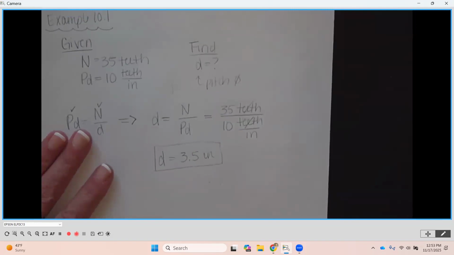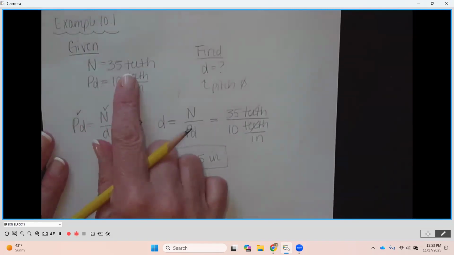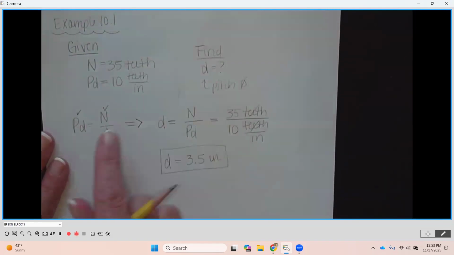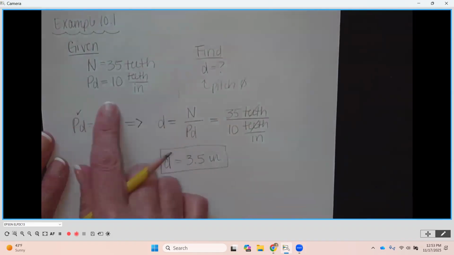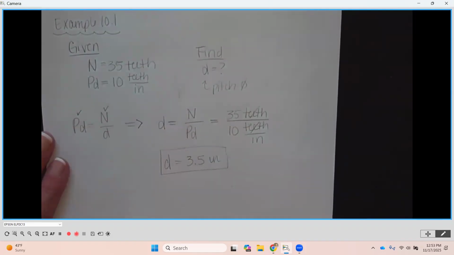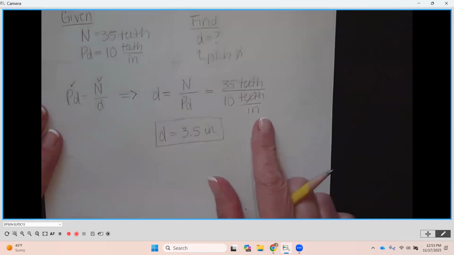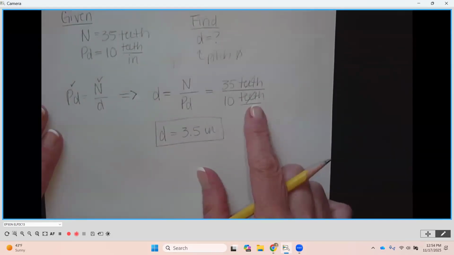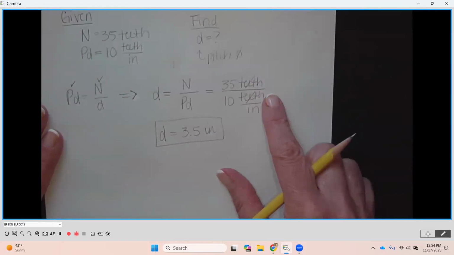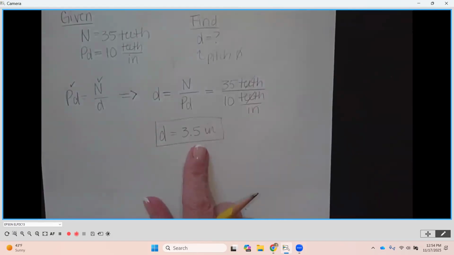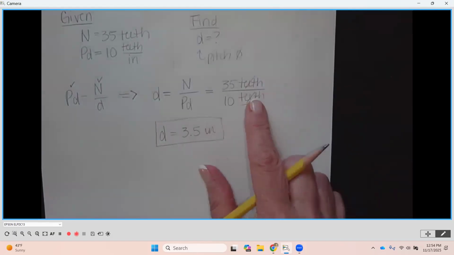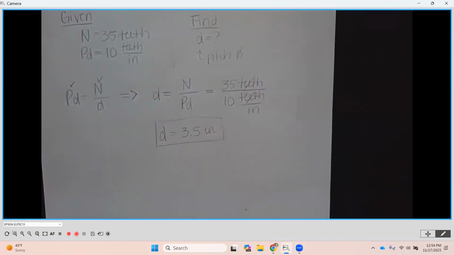So you want to make sure that you tell me what you're given with units, what you're going to find, your equation in variable form, rearrange it for your unknown variable, put your values in with units, cancel out. Don't just put teeth and teeth per inch and then just magically have inches appear. I want to see that you notice that there was a cancellation. So you have to cancel out things, in this case, top to bottom, the teeth, so that you're left with inches in your final units.